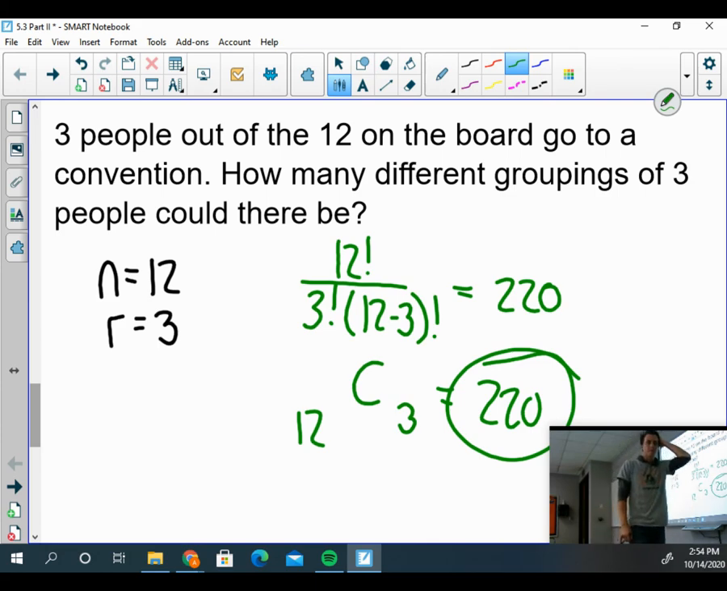And this should make sense. Think about rolling dice. If I care what the order is, if I roll a 1 and a 2, that's different than rolling a 2 and a 1. Whereas if order doesn't matter, a 1 and a 2 and a 2 and a 1 are the same thing. They both sum to 3.